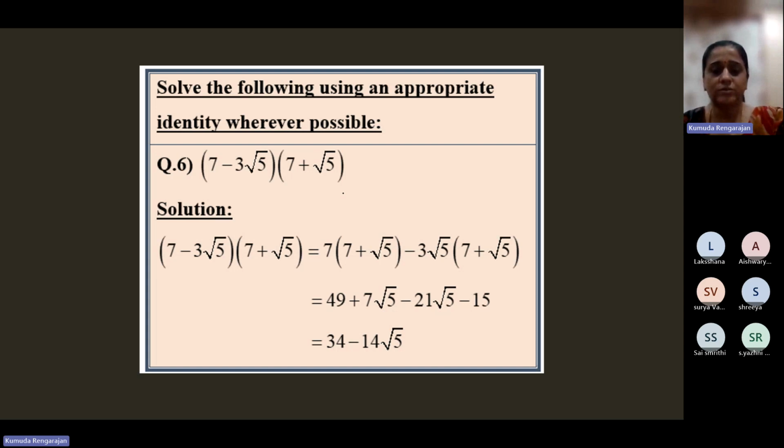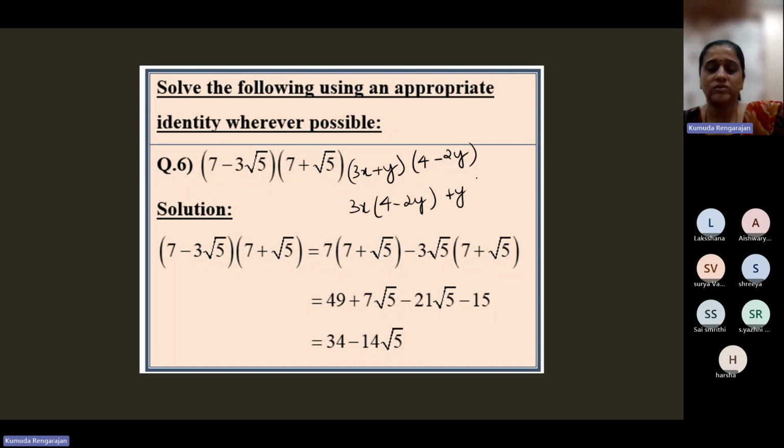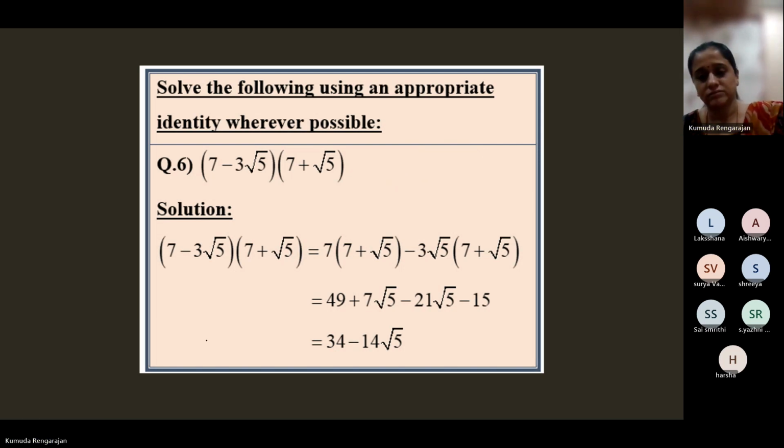So this is what we do with algebra also, right? If you have to multiply 3x plus y into, say, 4 minus 2y, a product of a binomial with another binomial, so 3x into the second bracket, 4 minus 2y, plus y into the second bracket, 4 minus 2y. That's what we do here also. Okay, next one.